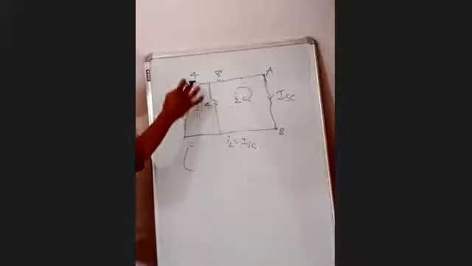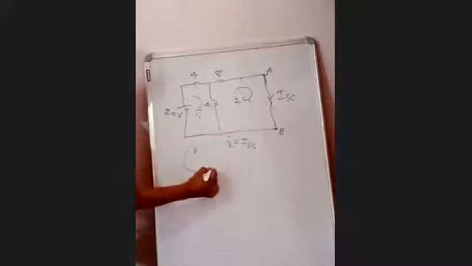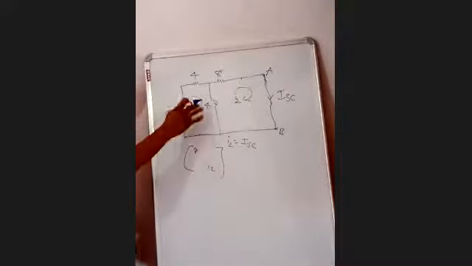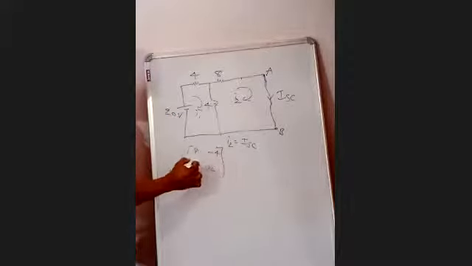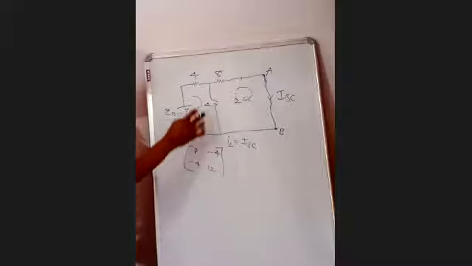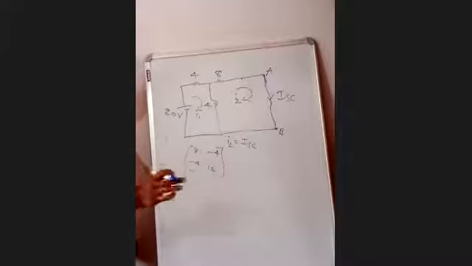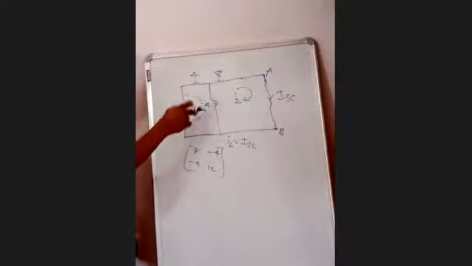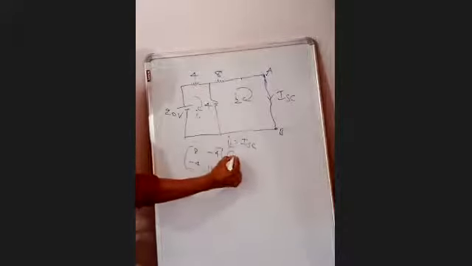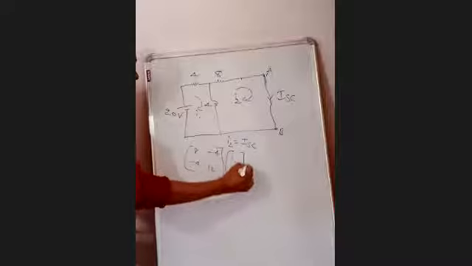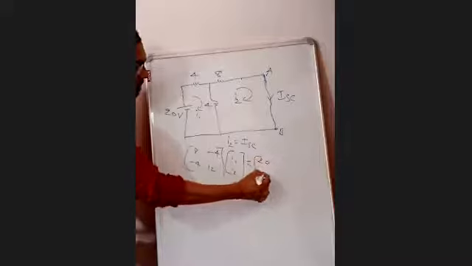Write the matrix: 4 plus 4 plus 4, that is 12, and 4 plus 8, 12. The 4 is common to both the loops, so minus 4, and this is also minus 4. I1 is in the downward direction and I2 is in the upward direction, that's why I'm taking minus. A11 means the sum of all elements in the first loop. In the first loop we are having 20 volts.